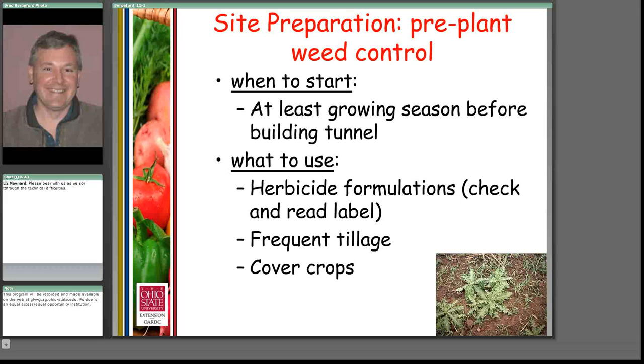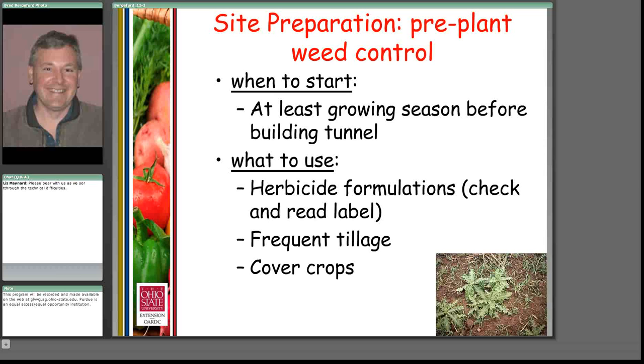Frequent tillage in advance of putting that tunnel up will help control the weeds. We get a flush of annual weeds, we knock them out. Get another flush. Every time we get a flush and knock that out, we're getting a reduction in our weed seed bank.